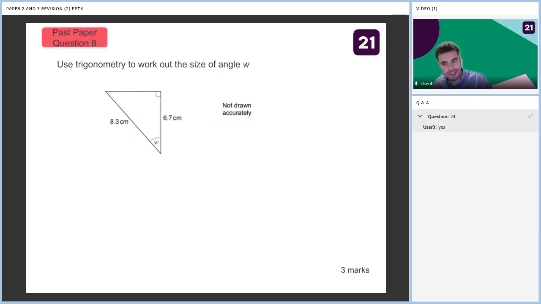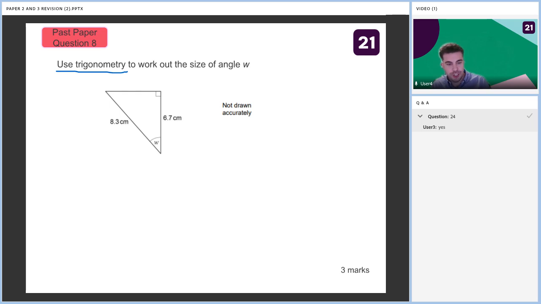The question that isn't quite as nice is this one just here. Now, I was going to ask, similar to Rhys a little bit earlier, what sort of triangle are we dealing with? Is it Pythagoras? Is it trigonometry? But if you're very lucky tomorrow or in paper 3, they will explicitly tell you to use trigonometry, in this case, to work out the size of angle W.